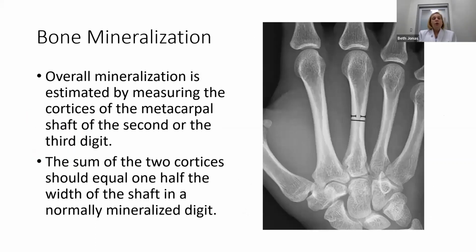So next, let's talk about bone mineralization. The overall mineralization is estimated by measuring the cortices of the metacarpal shaft of the second or the third digit, and here we can see it in the third digit. You can see that this is the metacarpal shaft. It has cortex on one side and cortex on the other side. The sum of this should be equal at least to 1/2 of the distance across the shaft. So this is normal mineralization of the bone.